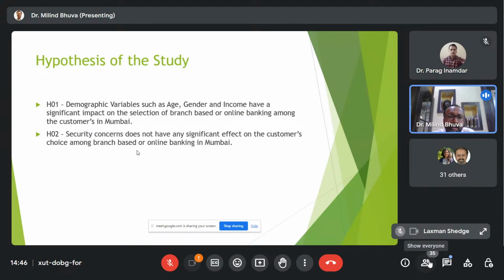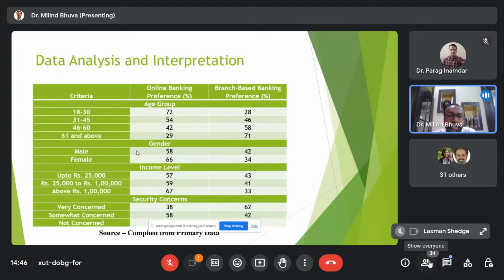The first is that demographic variables such as age, gender, and income have a significant impact on the selection of branch-based or online banking among the customers in Mumbai. The second is that security concerns do not have any significant effect on the customer's choice between branch-based or online banking in Mumbai. This is the demographic profile of the respondents of my study. Four criteria were considered for the demographic issues, that is age, gender, income, and security concerns.